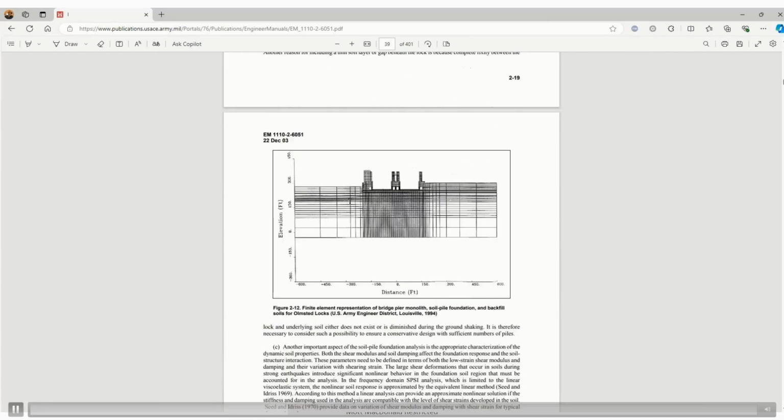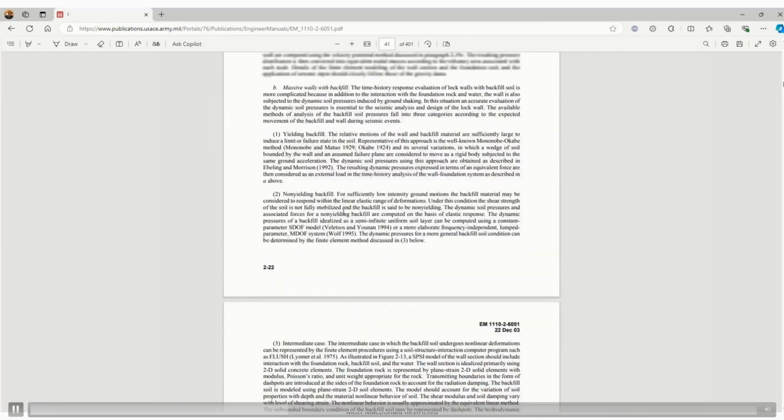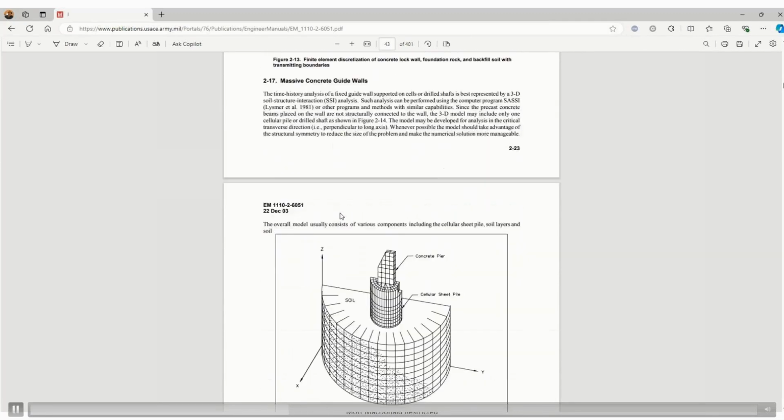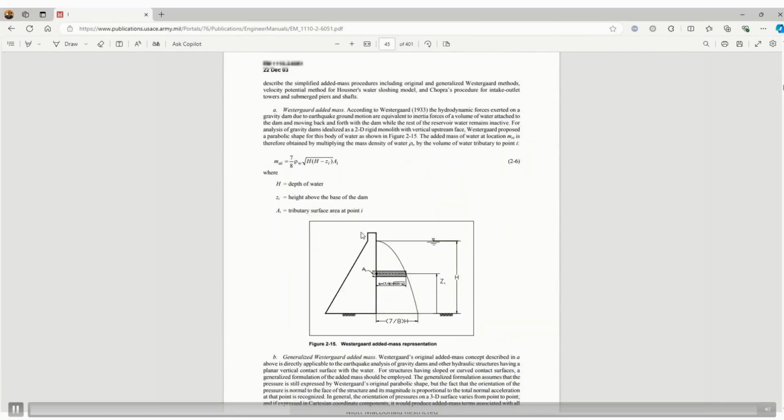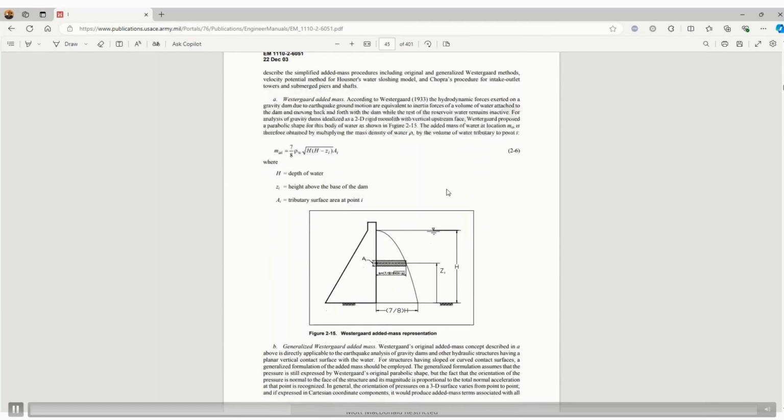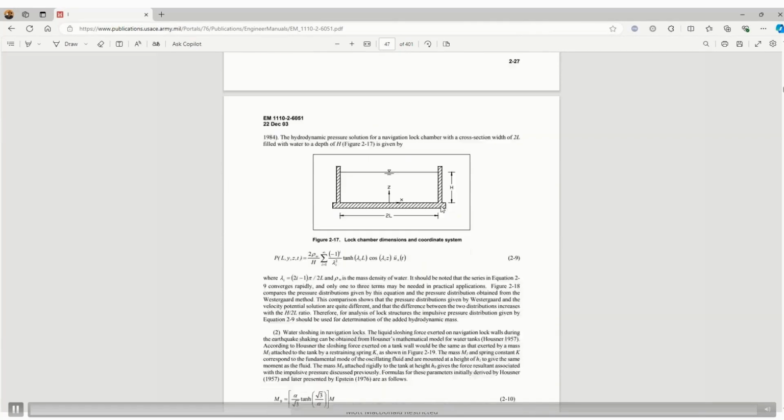These are the criteria for various structures. Okay, so I have used this Westergaard added mass approach for hydrodynamic force, instead of modeling water.